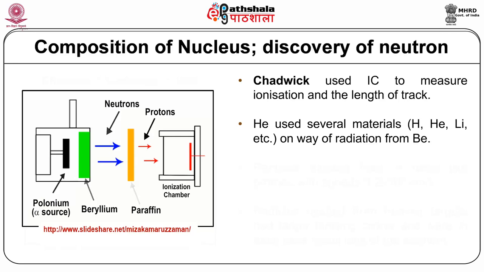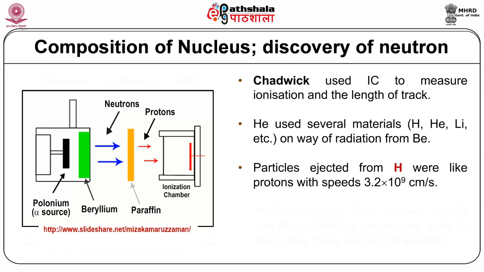Now, the smart move Chadwick made compared to the previous experiment was that every time he replaced the paraffin by several other materials, then detected the radiations, and on the basis of that he concluded something. The first important difference between the earlier experiments and the Chadwick experiment is that Chadwick used an ionization chamber to measure ionization and the length of the track. Then he used several materials, hydrogen, helium, lithium, etc., in the way of radiation from beryllium. So this was an important difference. Then the particles ejected from hydrogen were protons with a speed of 3.2 × 10^9 centimeters per second.